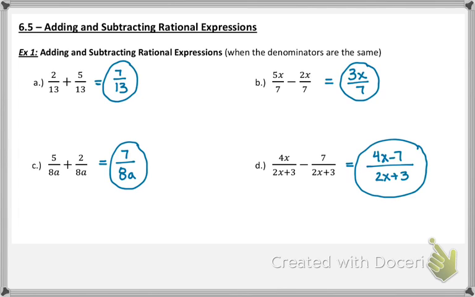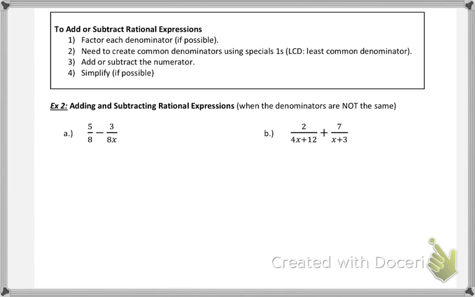Okay, so it's nice and easy if they already have a common denominator, right? We just add the numerator or subtract the numerator and keep the denominator the same. Now let's look at a scenario when there isn't a common denominator and we have to create one.